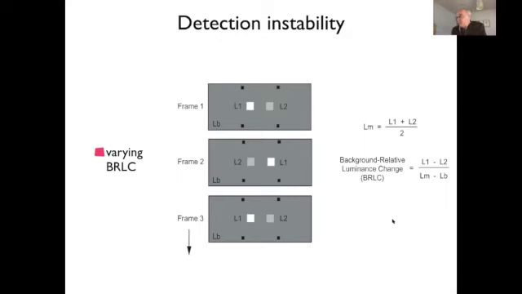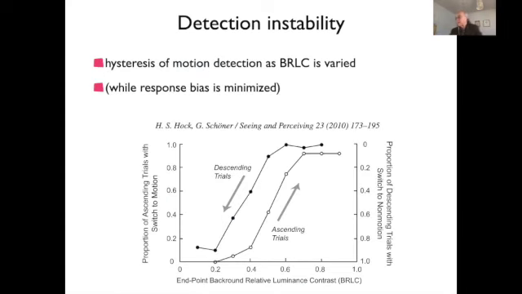And so that turns out to be a very good platform for detecting hysteresis. And here is a result from a sort of a culmination of many studies in which we finally nailed that aspect. So this combines this background relative luminance contrast manipulation for motion detection with something that we call the modified method of limits, that I'll explain in a moment.